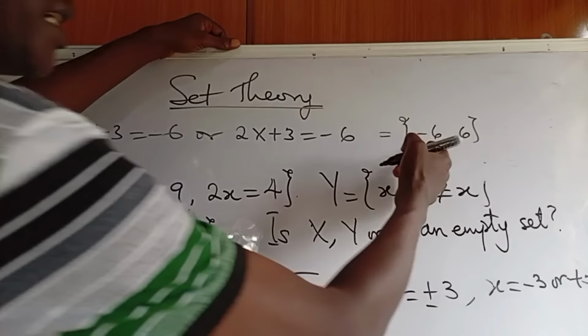So that implies that what? The set X is what? It's empty. The set X is empty. It's an empty set. Let's look at the second set, the set Y.